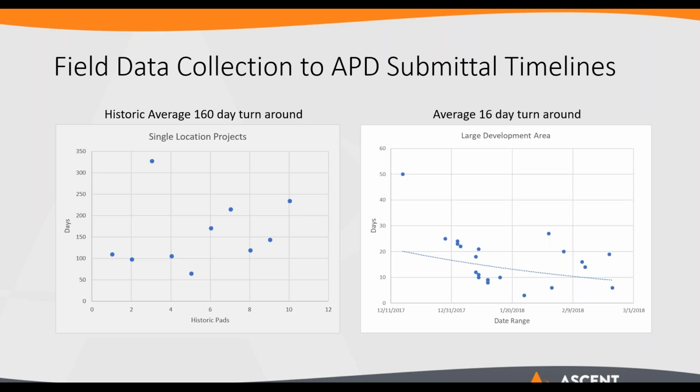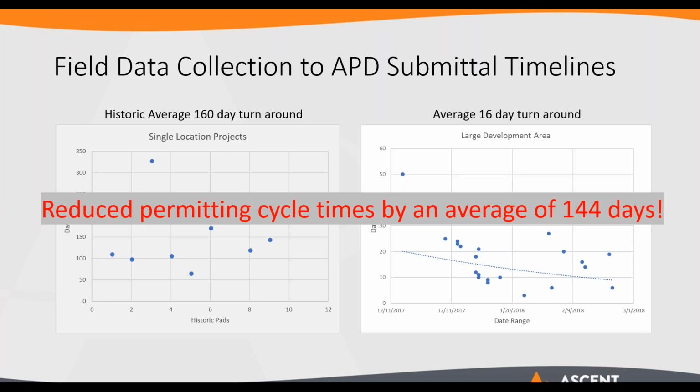Once we actually started using the new methods, we found that we can actually turn a lot of locations around in a much quicker time. Here you'll see over the course of about 3.5 months, we averaged 16-day turnarounds on a bunch of pads. Really just a huge benefit to getting permits in place. In total, we're reducing the cycle times by an average of 144 days.